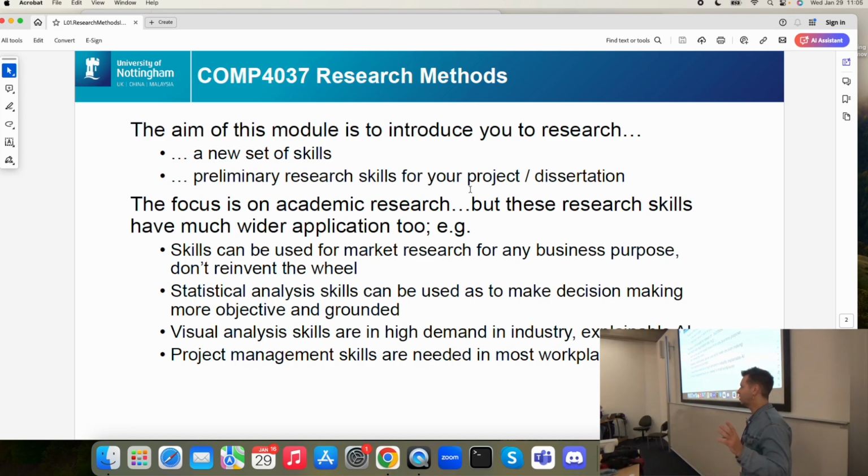Visual analysis skills are in very, very high demand in industry. For example, explainable AI. Explainable AI is a skill, and it's in very, very high demand in industry right now. And of course, project management skills are ubiquitous. They're always needed. You'll always be managing projects probably for the rest of your life. So those are useful skills.